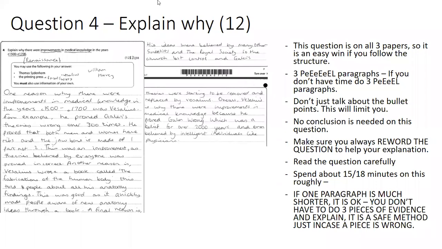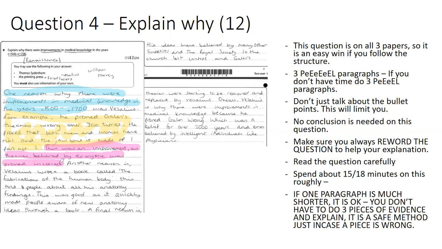What I like about this response is that the candidate straight away rewords the question in their first sentence. Then they give us some evidence. So let's have a look at the evidence part. For example, he proved Galen's theories wrong over 300 times. He proved that both men and women have the same number of ribs and the jawbone is made of 1 part, not 2. That is the person's evidence. This was an improvement as theories believed by everyone were proved incorrect. That is all they've done for explanation.